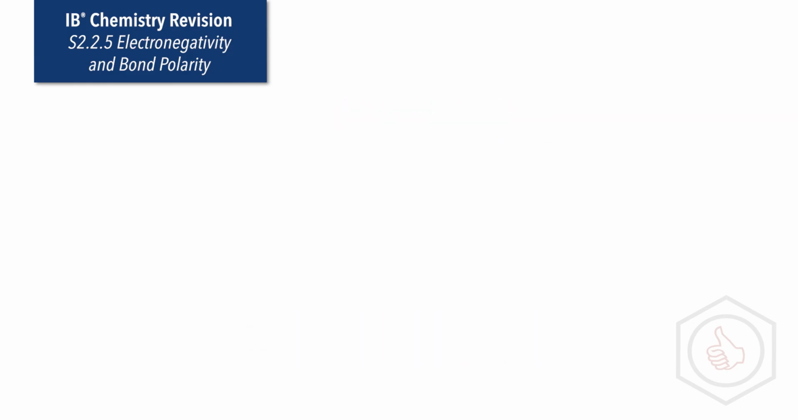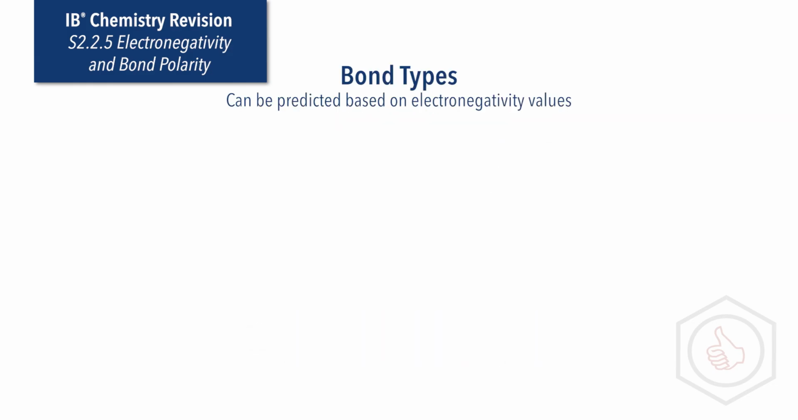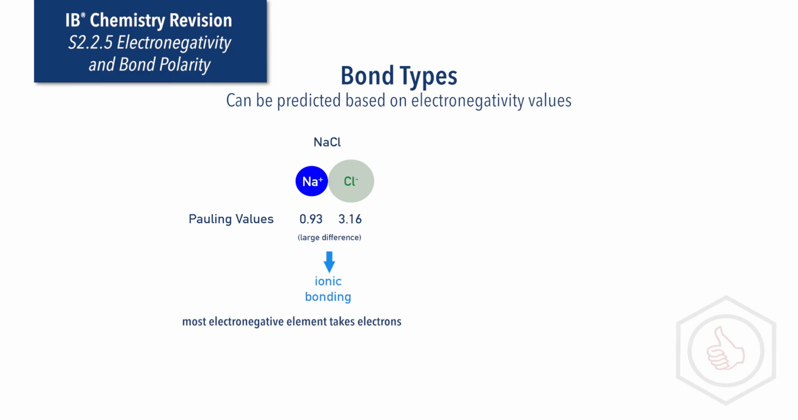We can predict a bond type by comparing the Pauling electronegativity values of two bonded atoms. If the difference is very large, typically greater than 1.7, the bond is effectively ionic. Because the electronegativity of one atom is so much greater than the other, it essentially attracts the bonding electrons towards itself and ends up taking them, becoming a negatively charged ion. The atom with the lower electronegativity will therefore lose the electron density and become a positively charged ion.